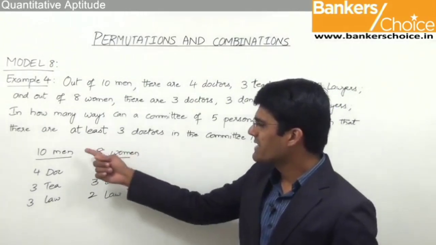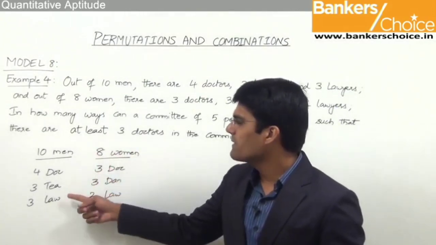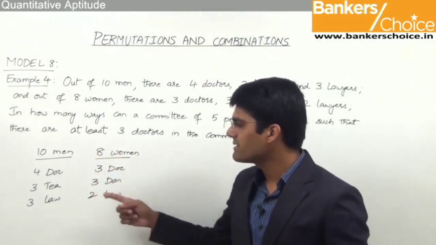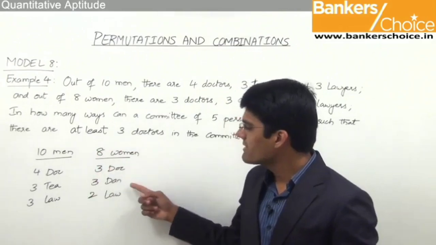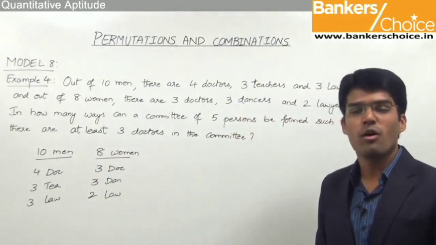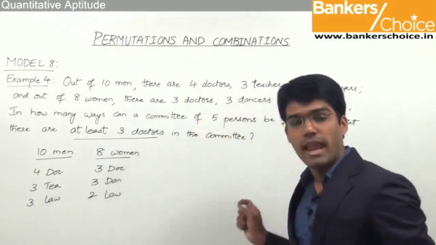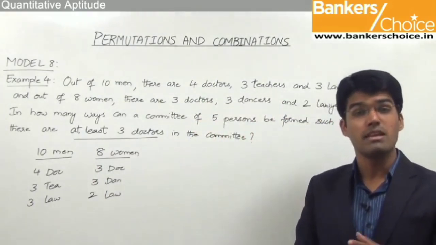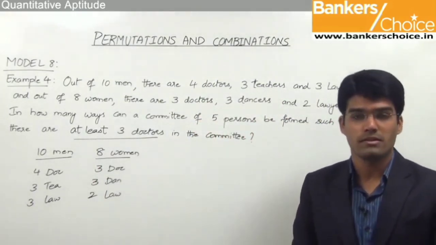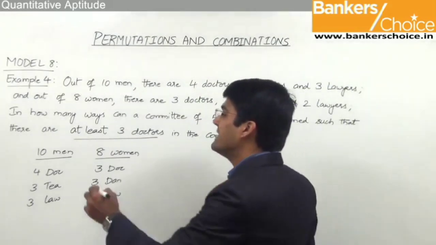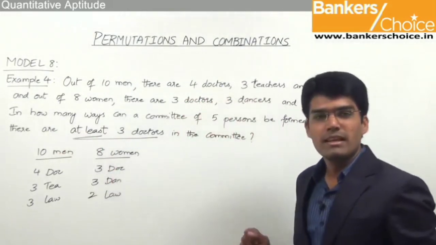Now we know that there are 10 men, 8 women, and these are the different professions that we have. 4 doctors, 3 teachers, 3 lawyers, 3 doctors, 3 dancers and 2 lawyers. Now we need to form a committee of 5 persons such that at least 3 are doctors. And gender has not been specified. So it can be a male doctor or a female doctor. Now the word at least here means that there has to be a minimum of 3 doctors.